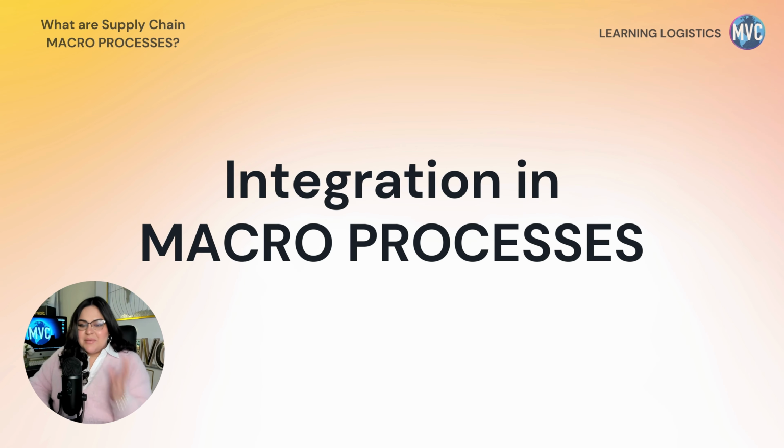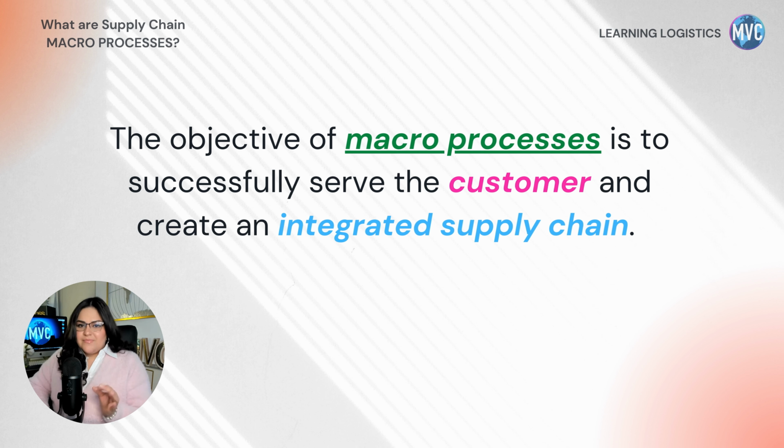So one key concept that we have to focus on when we talk about macro processes, or any kind of process in general within supply chain, is the integration of these processes. And that's what we're going to talk about next. We can see from the previous example, Grainger, that all 3 macro processes are aimed at serving the same customer. And ultimately, this is the objective of macro processes. I mentioned this very early on, but I need to emphasize it here again. Ultimately, the objective of macro processes is to successfully serve the customer and create an integrated supply chain.